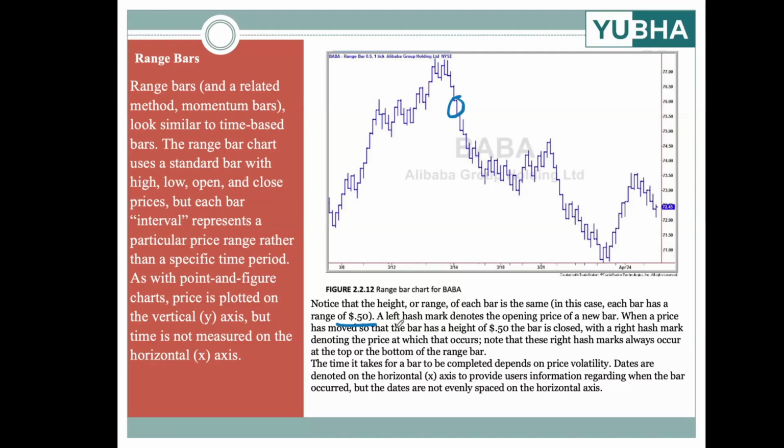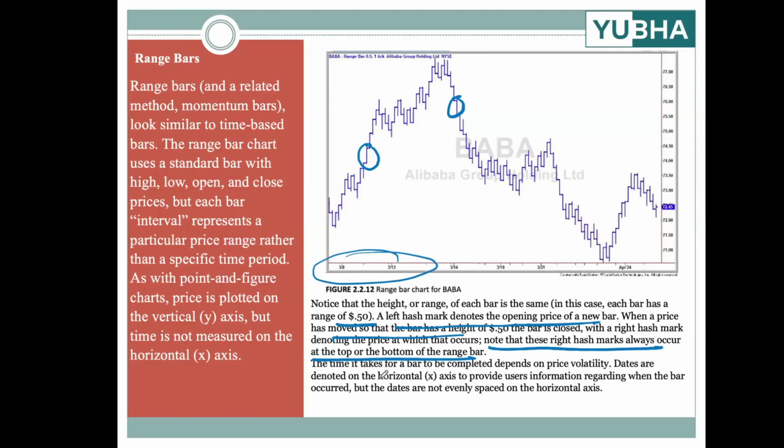A left hash mark denotes the opening price, as in any bar chart. On the right hand side is where it has closed. In most cases the right hash mark always occurs at the top or the bottom of the range bar. Why? Because only if the price has moved by 50 cents will this particular bar close. If the price has not moved by 50 cents, then this bar will stay open. It does not matter what time it takes to make that 50-cent jump in the price.